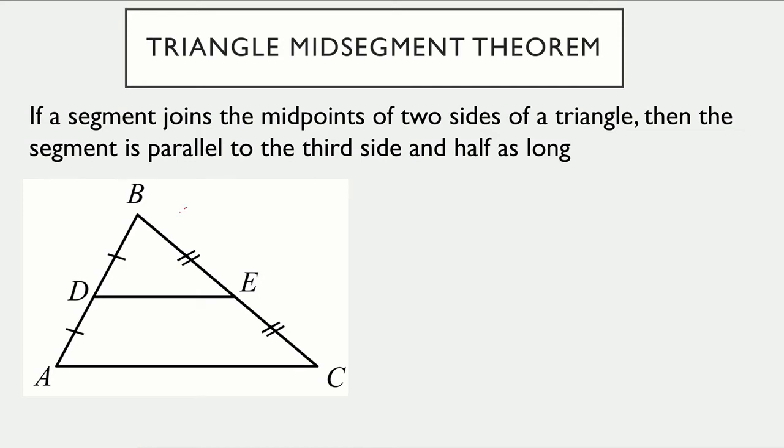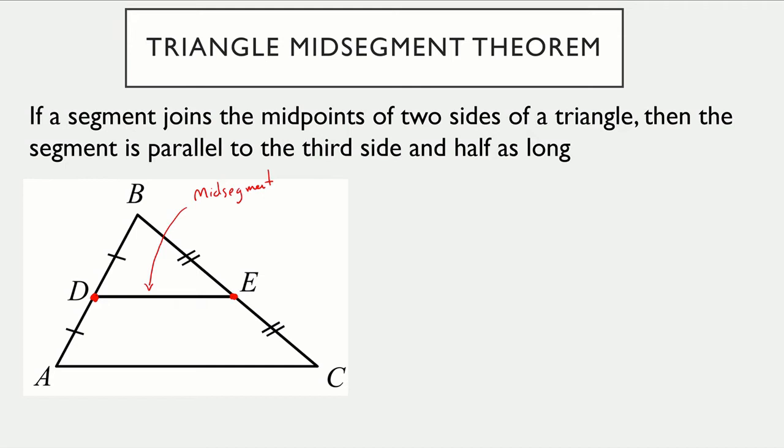So the mid-segment is going to connect the midpoints of two sides of the triangle. So notice here, point D is the midpoint of AB, point E is the midpoint of BC. Okay, and so that segment is what we call the mid-segment.